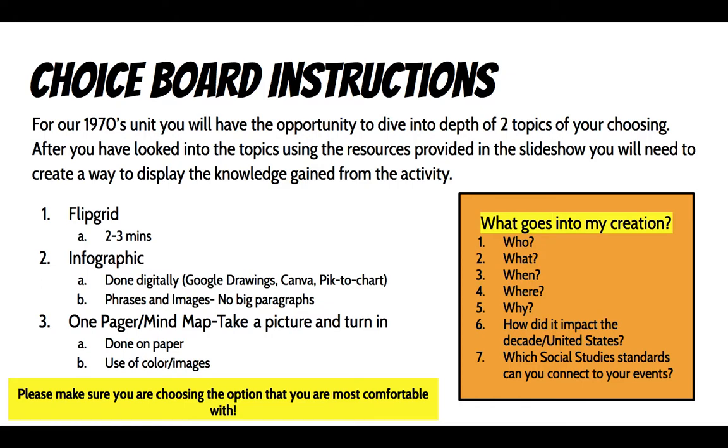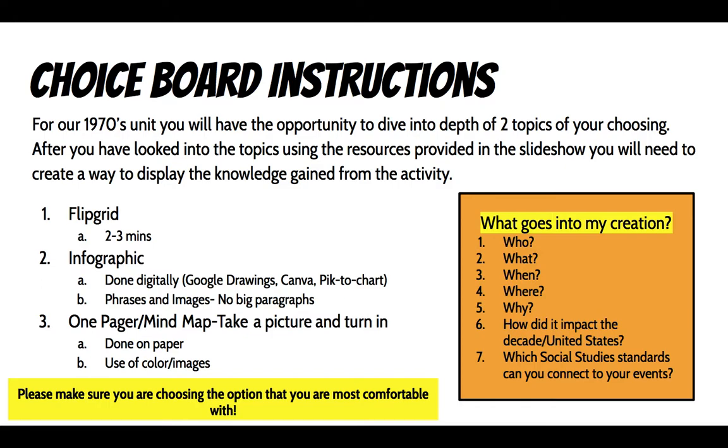So here's the info that you need to have. Basically, it's pretty simple. It's the 5 W's. Who is involved? What happened? What is it? When did it happen? Where did it happen? Why did it happen? What were the causes? Why was it going on in the first place?